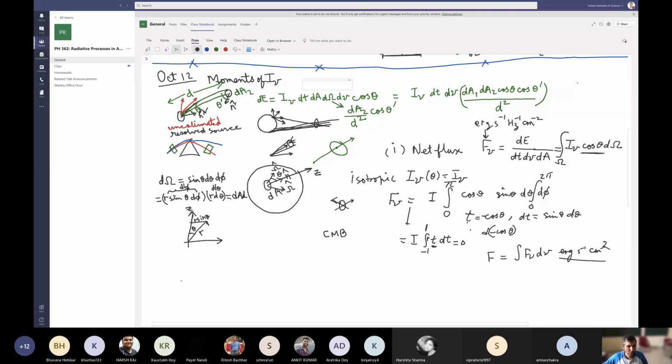Now, what about the second moment? The second moment is radiation pressure, or momentum flux. Flux of momentum of the radiation.